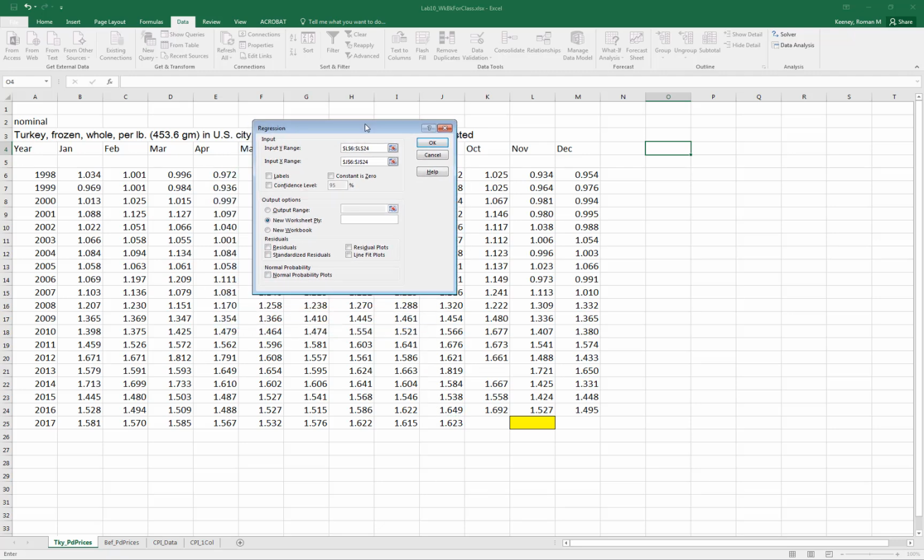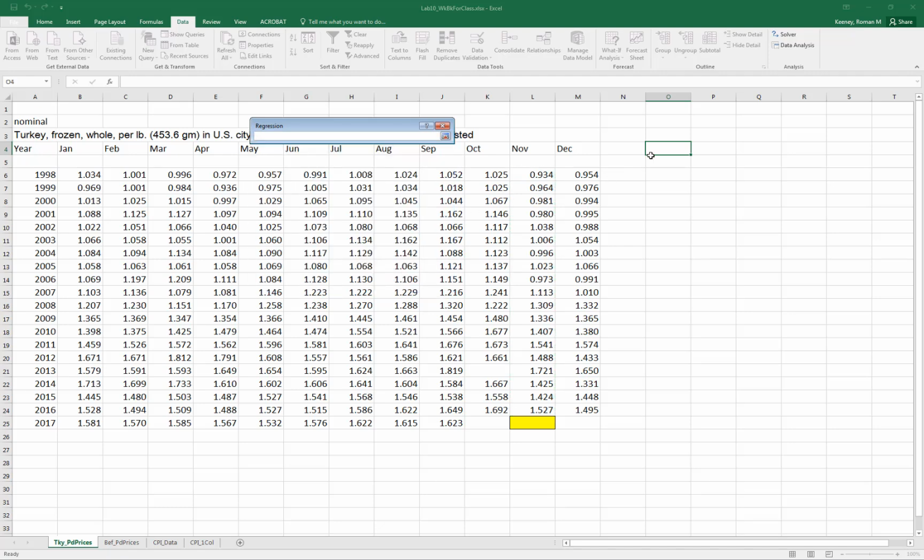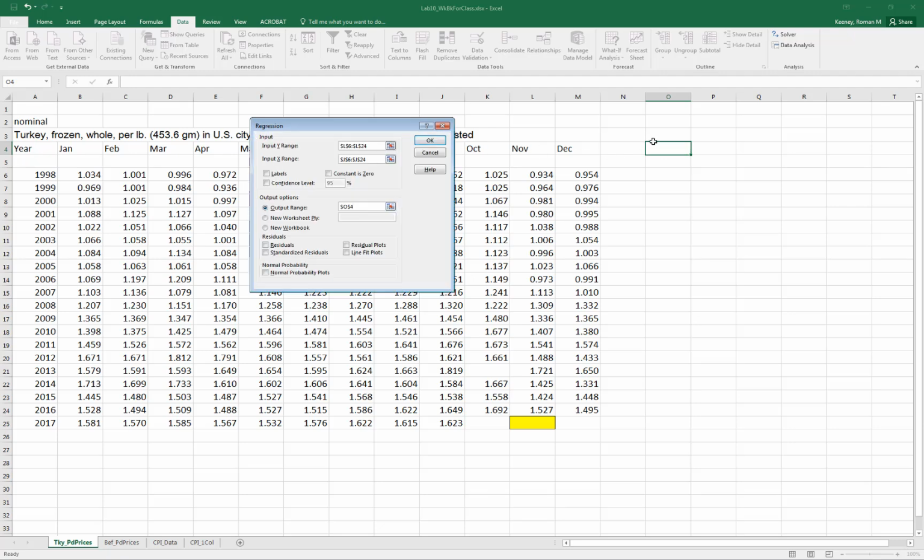Okay, I'll leave that sitting there for just a second. So L6 to L24 versus J6 to J24. And then the last thing I want to do is click right here for output range, and then I'll click on the red dot here and make sure that I'm going to click, I think, O4, and that will be the top left corner of where the regression output ends up, and that's where I want it. I want it somewhere to the side here where I can use it. So we click on OK.